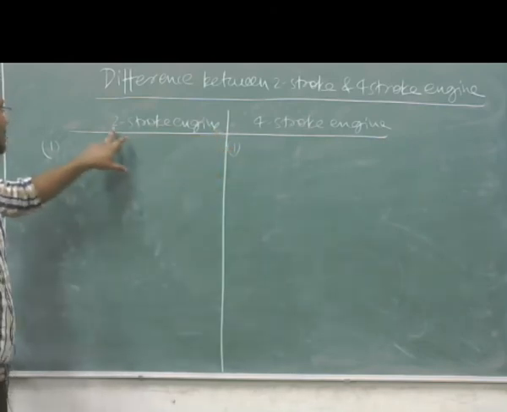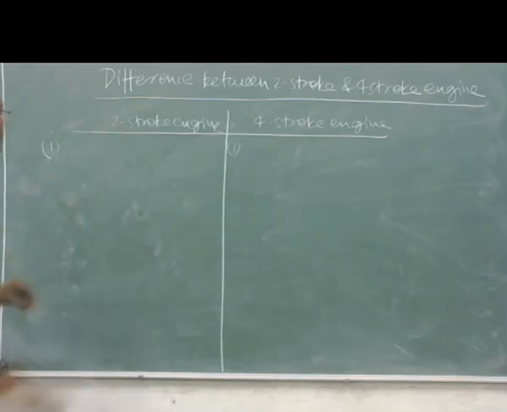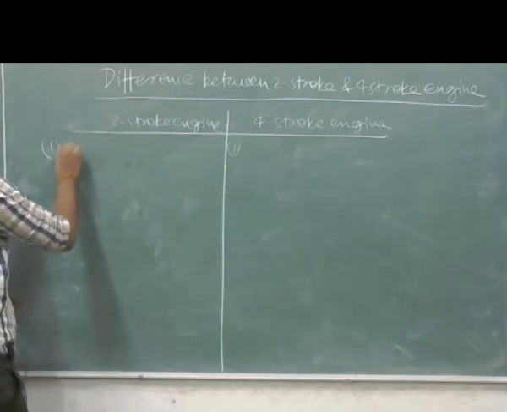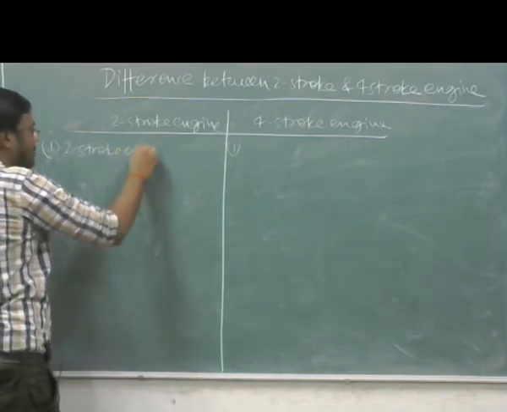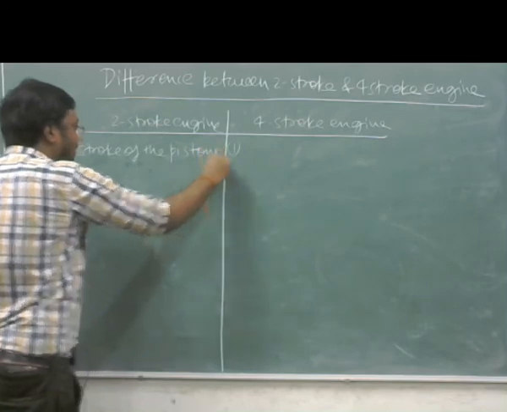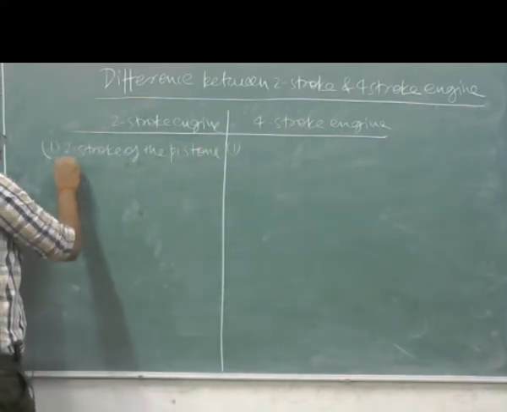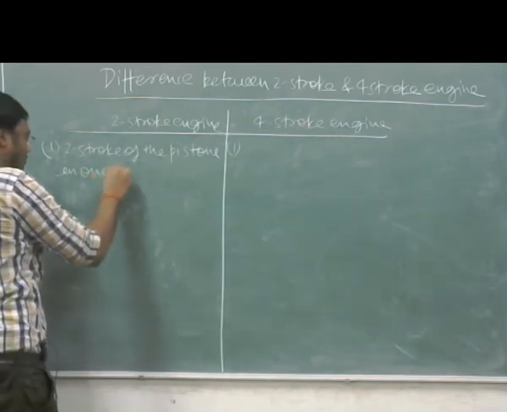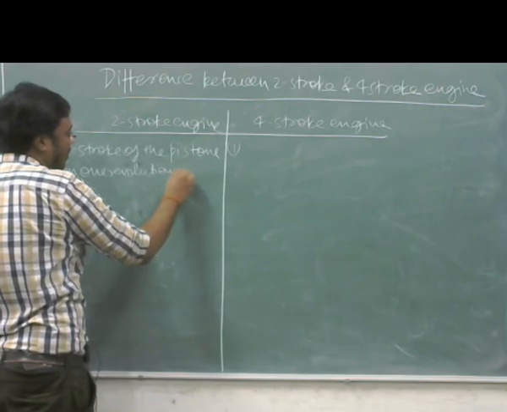Here there are two strokes of the piston. We can write that this is the first basic difference. Two strokes of the piston in one revolution of the crankshaft.